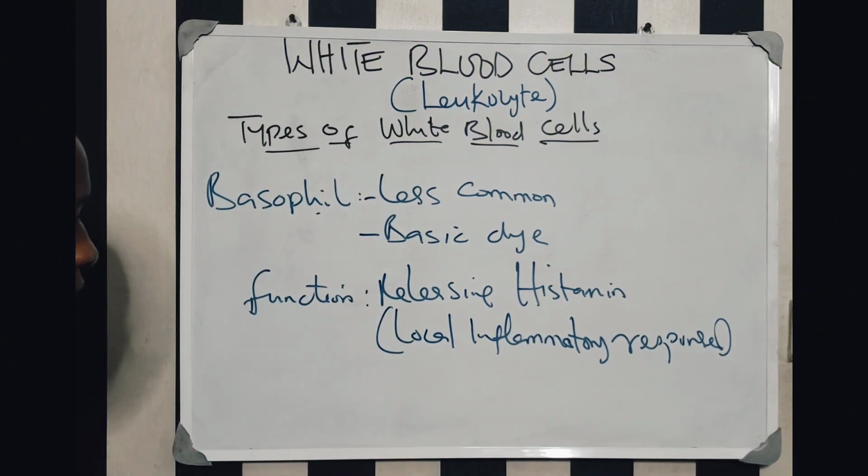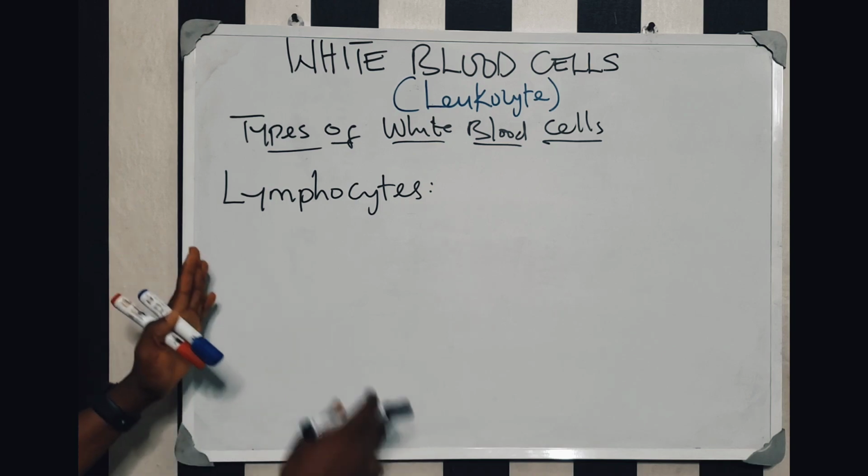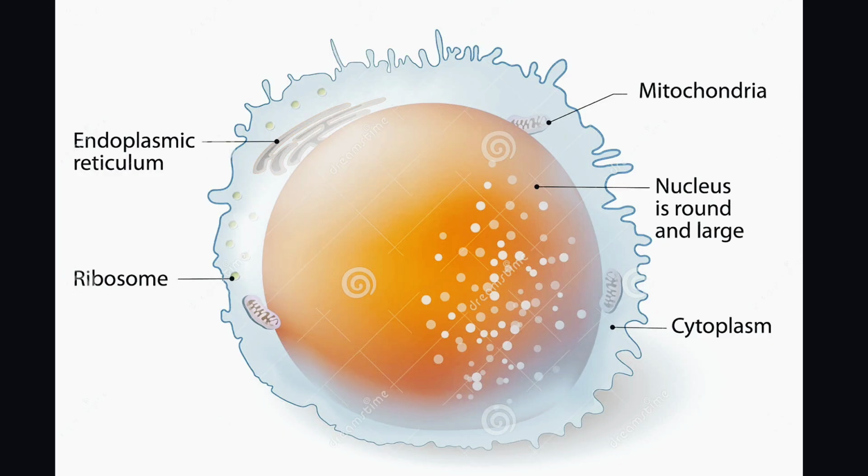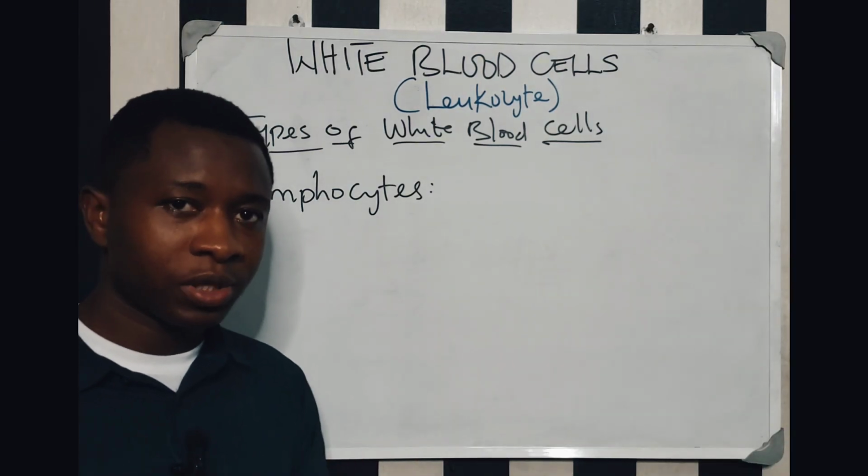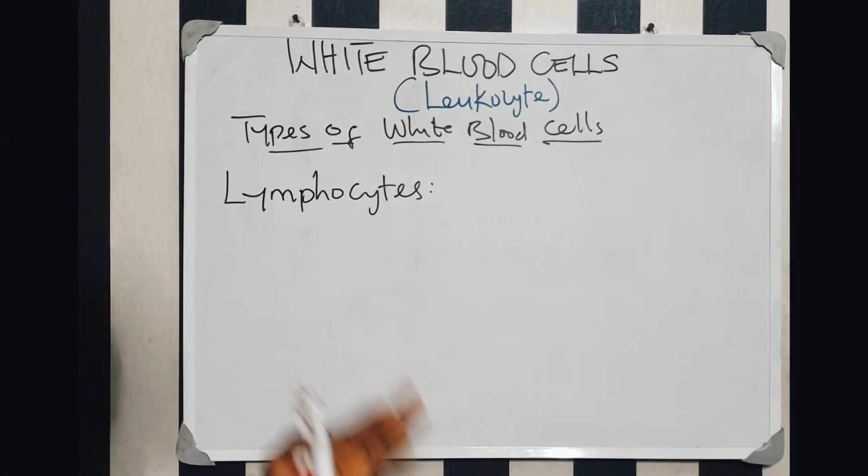Okay, so that is that about the basophil. Now, looking at the lymphocytes. The lymphocyte is actually an agranulocyte. That means it doesn't have the granules. So we've talked about the 3 granulocytes, and now we are talking about the 2 agranulocytes. And the first is the lymphocyte.